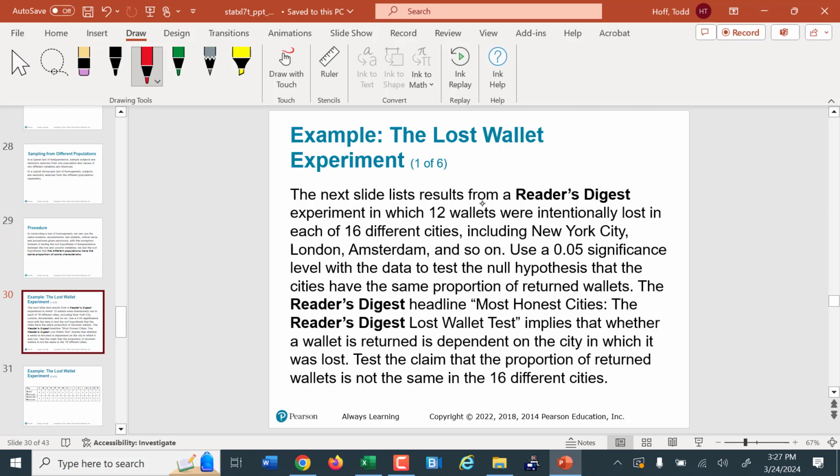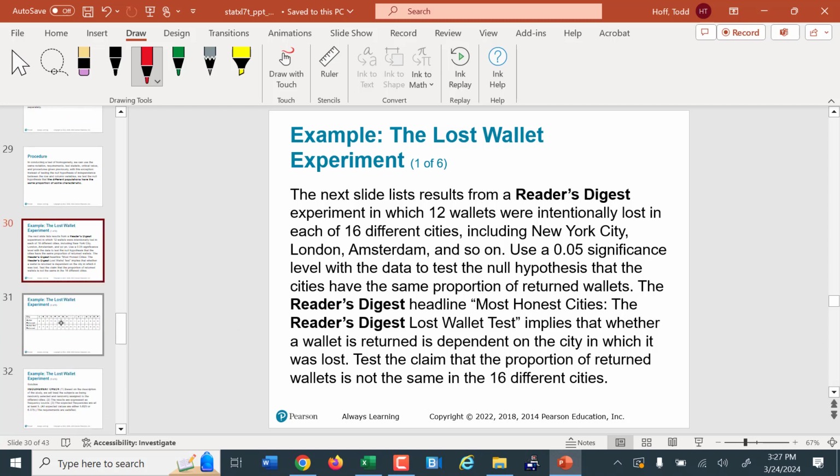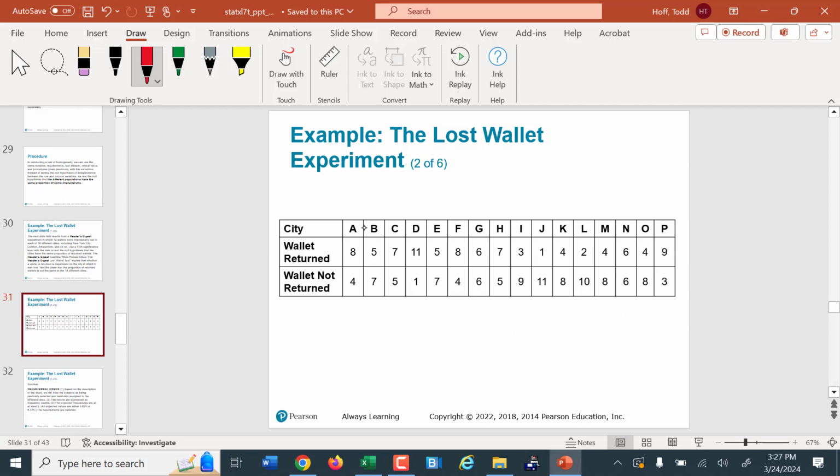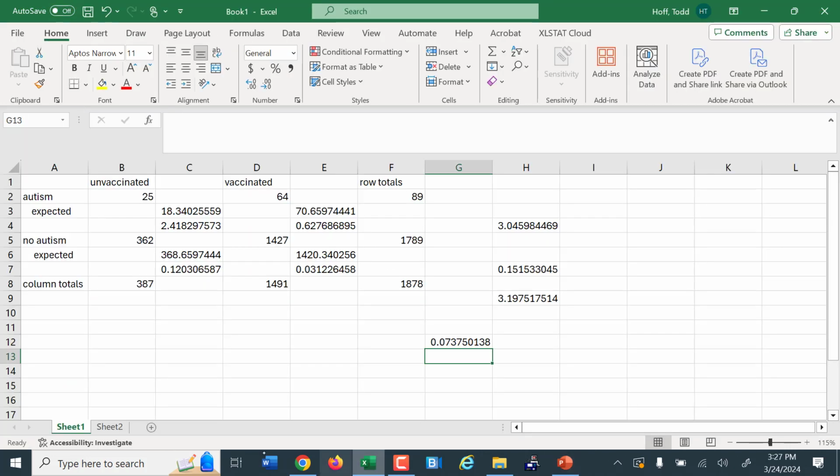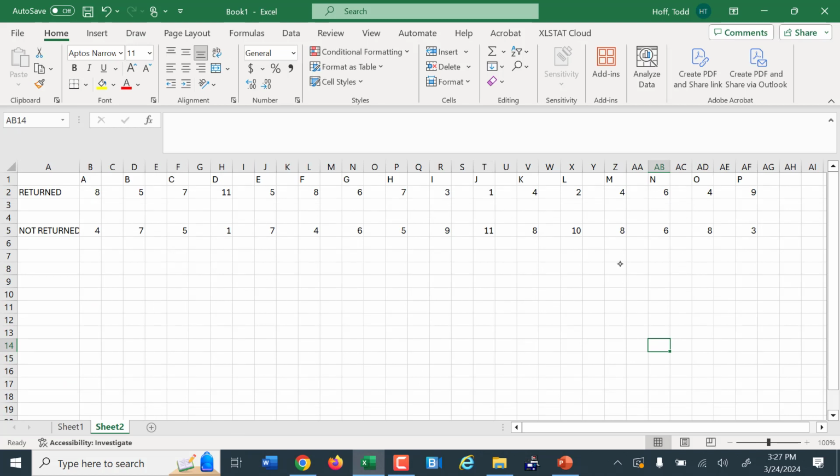So the example here is going to be the lost wallet example. We're going to see if different cities across the country and around the world, basically looking to see who's the most honest city in the world. They're testing to see if you put a lost wallet out, how many of them would be returned and how many would not be returned. So rather than naming the cities, don't want to offend anyone, we're just going to list the cities here as cities A, B, C, D, all the way up through city P. We're going to drop 12 wallets in each city and see how many are returned and not returned for each city. So I actually have this loaded up in Excel right here.